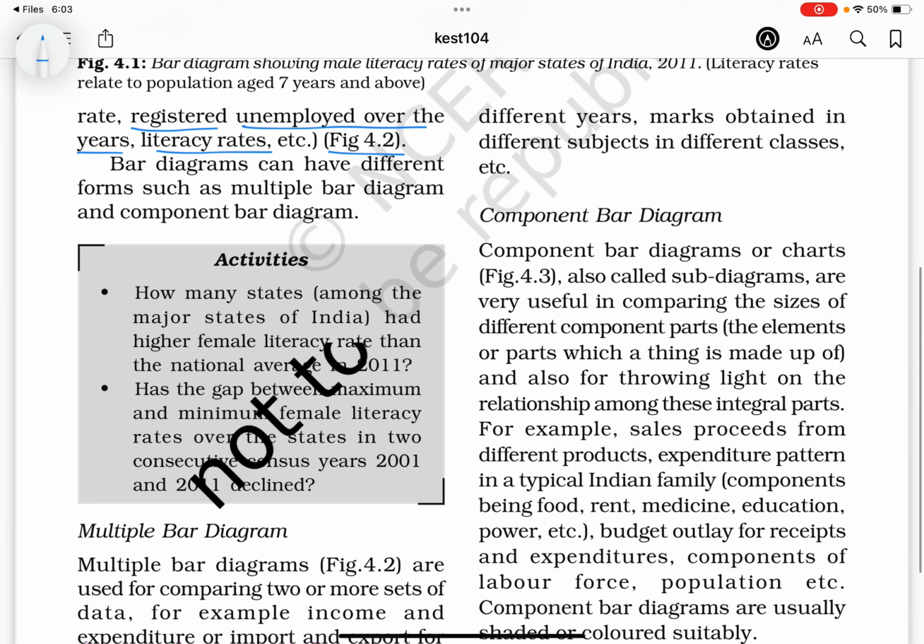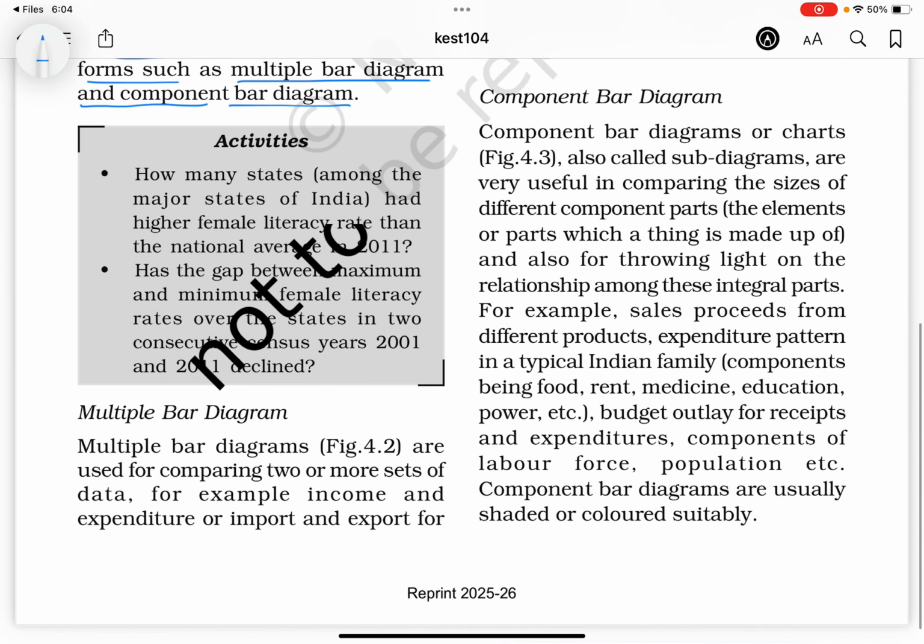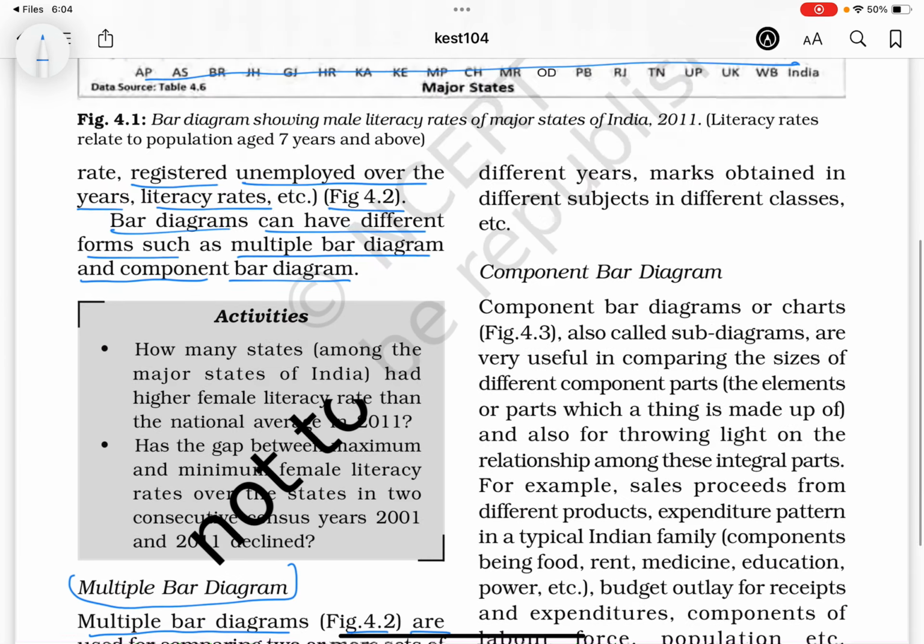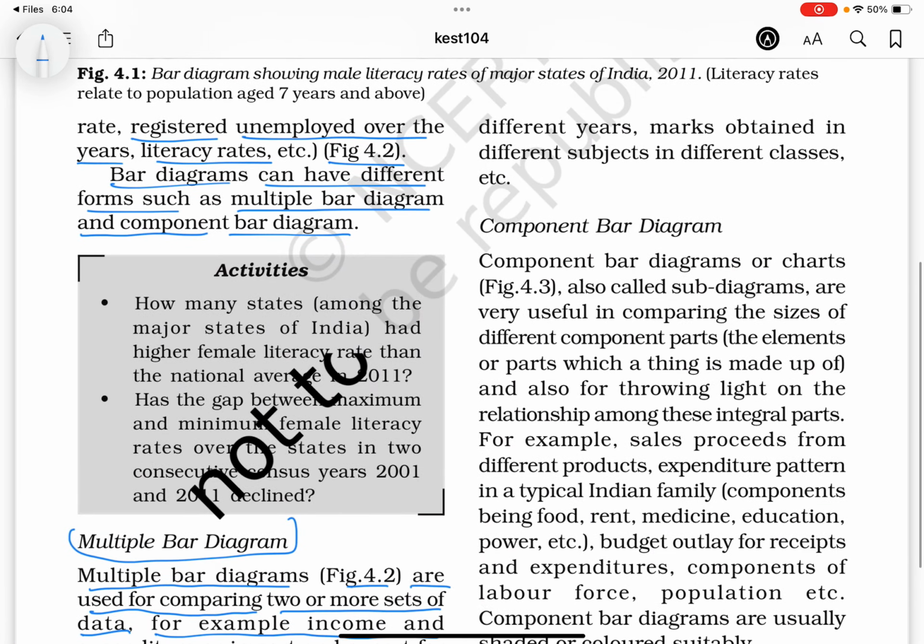Bar diagrams can have different forms, such as multiple bar diagrams and component bar diagrams. Multiple bar diagrams, figure 4.2, are used for comparing two or more sets of data, for example, income and expenditure or import and export for different years, marks obtained in different subjects in different classes, etc.